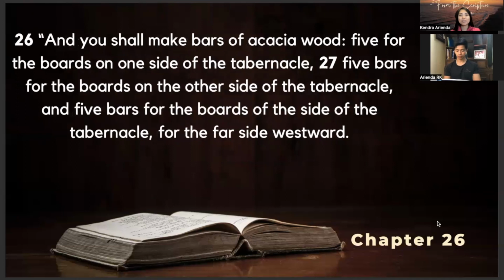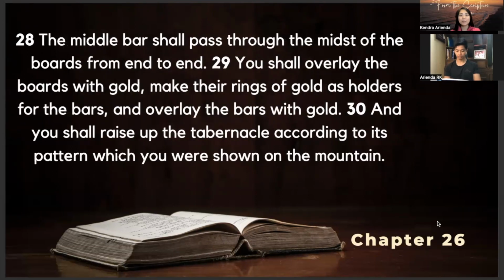And you shall make bars of acacia wood, 5 for the boards on one side of the tabernacle, 5 bars for the boards on the other side of the tabernacle, and 5 bars for the boards of the side of the tabernacle, for the far side westward. The middle bar shall pass through the midst of the boards from end to end. You shall overlay the boards with gold, make their rings of gold as holders for the bars, and overlay the bars with gold. And you shall raise up the tabernacle according to its pattern, which you were shown on the mountain.